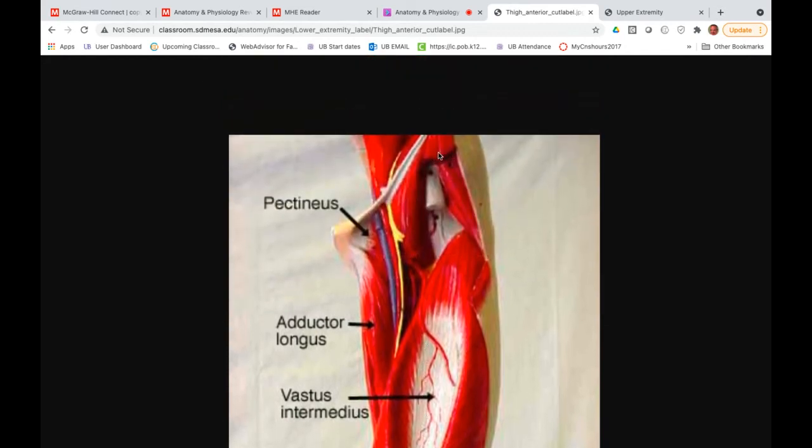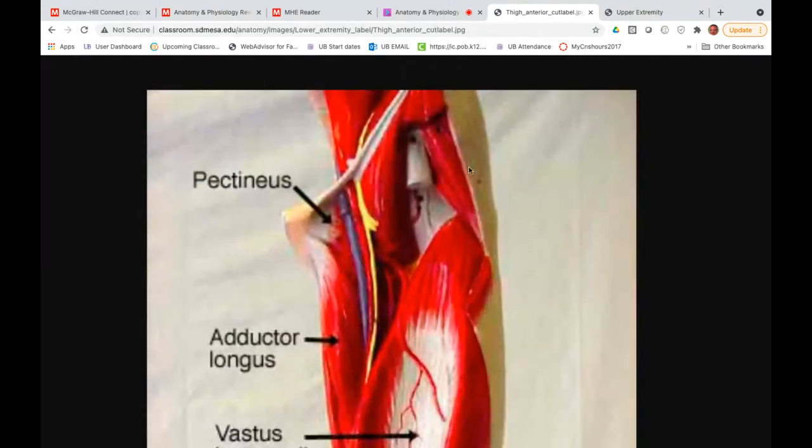So what are these two that are cut? This one would have been the Sartorius, that would have been the TFL. See, the tensor fascia lata goes from here to there. You can see it cut right here as well. And then that's your ITB, the iliotibial band. The Sartorius right there originates on the anterior superior iliac spine, whereas the rectus femoris originates on the anterior inferior iliac spine.